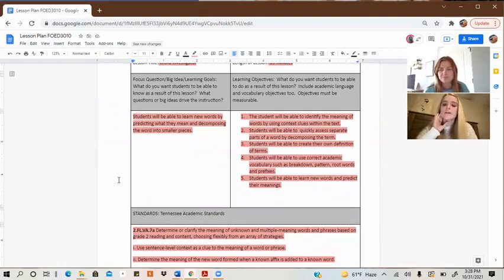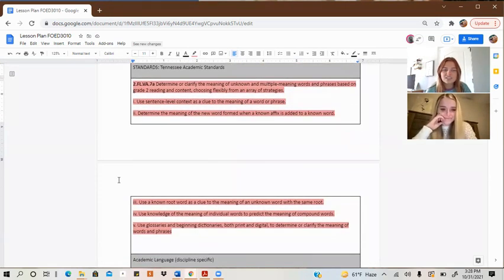Some of our learning objectives are: the student will be able to identify the meaning of words by using context clues within the text. Students will be able to quickly assess and separate parts of a word by decomposing the term. Students will be able to create their own definitions of terms. Students will be able to correctly use academic vocabulary, such as breakdown, pattern, root words, and prefixes, and students will be able to use new words and predict their meanings.